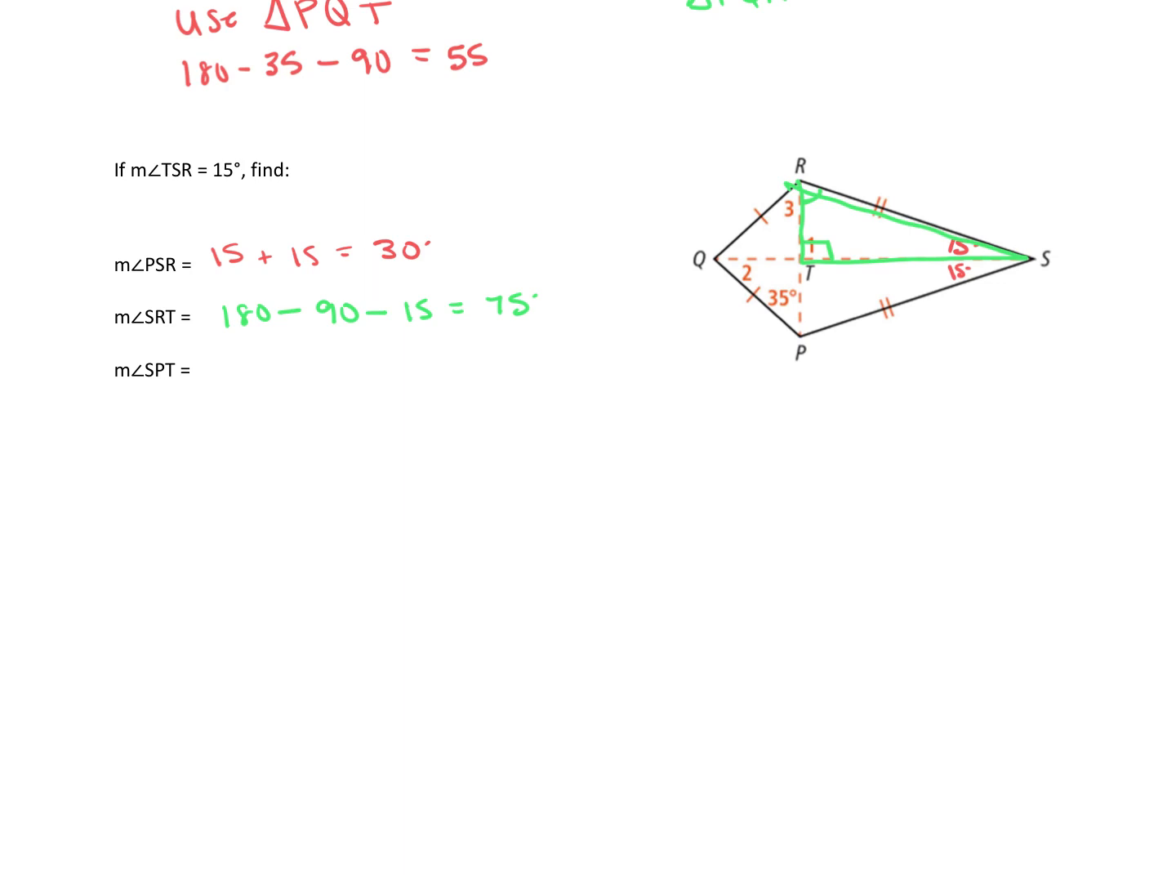All right, let's find the measure of angle SPT. Well, SPT is essentially the same thing. You've got the same triangle with a 15-degree angle and a 90-degree angle, so if we did the math, we'd get 75 degrees on that one as well.